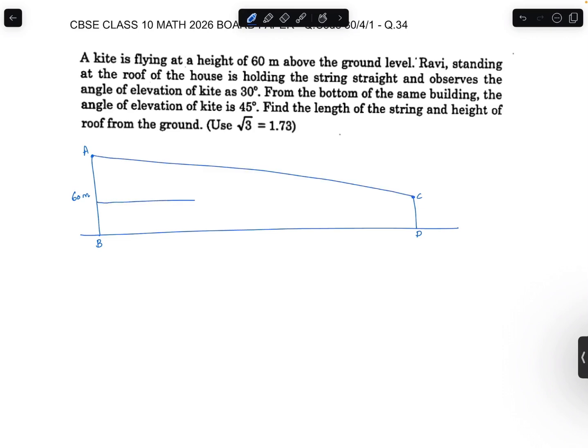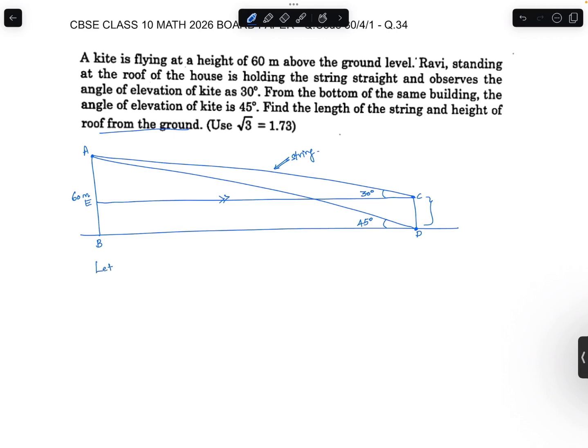Let's draw a line EC which is parallel to BD. The angle of elevation is 30 degrees. From the bottom of the same building, that is from the point D, the angle of elevation of the kite is 45 degrees. Find the length of the string and the height of the roof from the ground. The string is AC. We have to find the length of AC, and the height of the roof from the ground is nothing but this length CD.